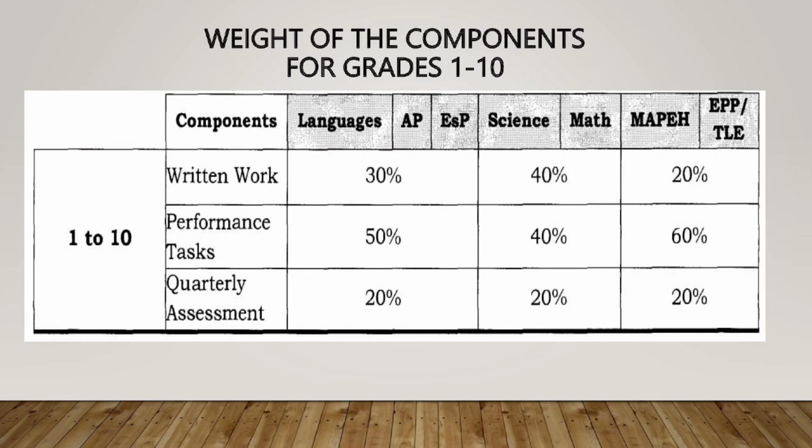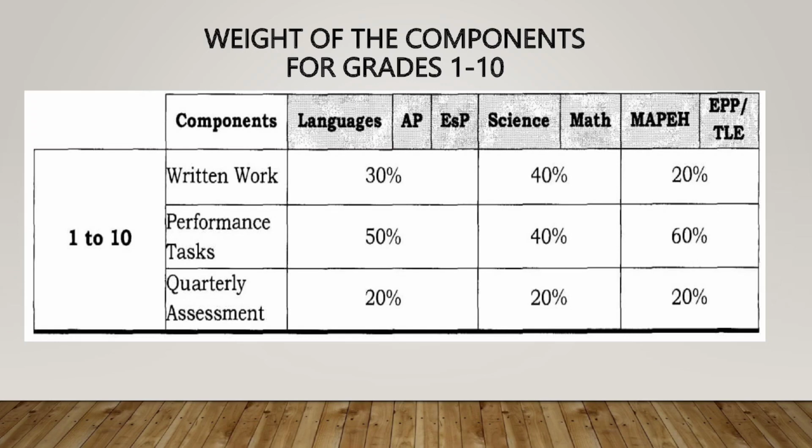As you can see, so kapag languages, AP or yung Araling Panlipunan, ESP, the written work here has 30%, performance task has 50%, and quarterly assessment has 20%. And in science and math, written work has 40%, performance task has 40%, quarterly assessment is 20%. Laging 100% yan ang total niya ng lahat.